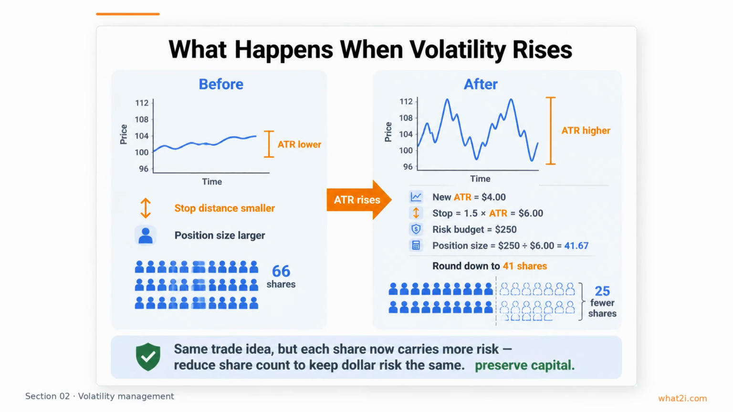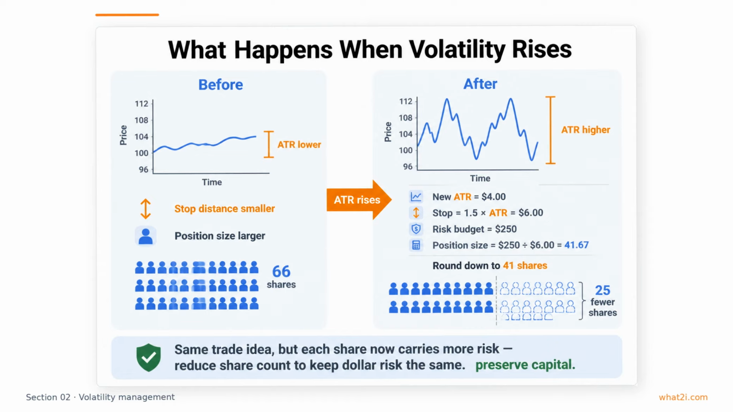Define the risk first, then convert volatility into a stop, then calculate size. This framework becomes especially useful when market conditions change. If ATR rises from $2.50 to $4 and you still use a 1.5 ATR stop, the stop distance grows to $6. With the same $250 risk budget, position size becomes 250 divided by 6, or 41.67 shares. Rounded down, that means 41 shares instead of 66. So even though the trade idea may be similar, each share now carries more risk than before.